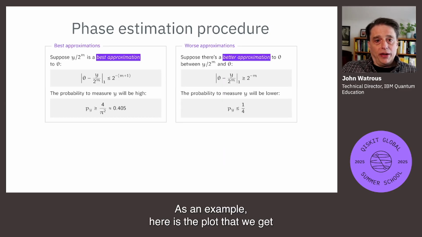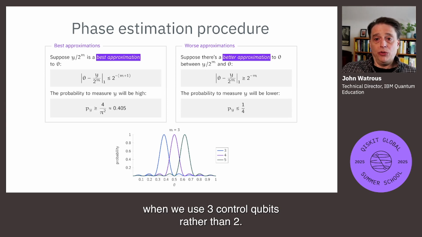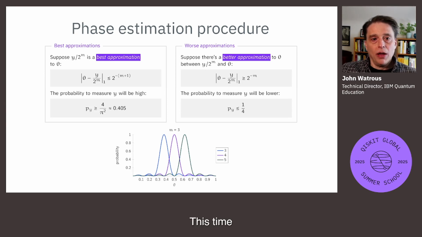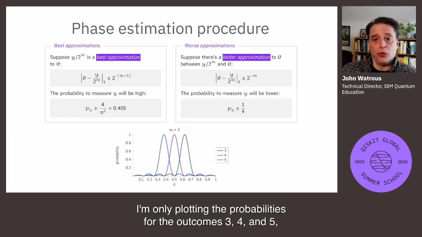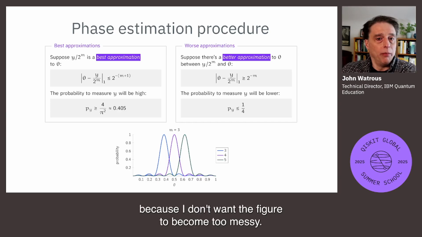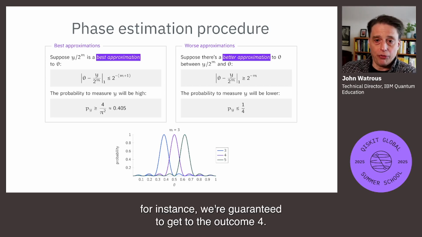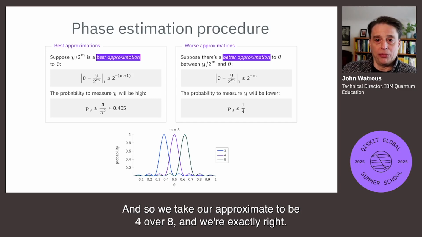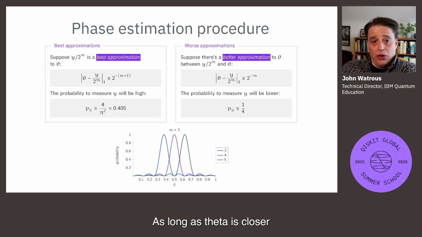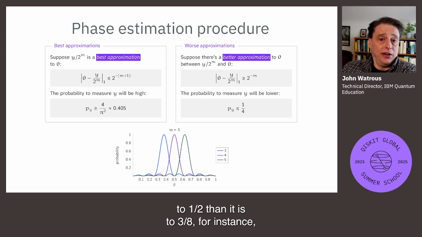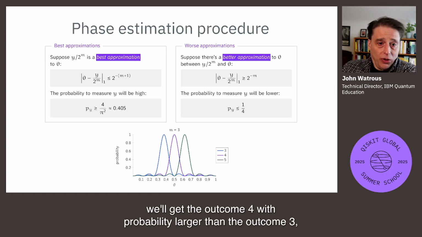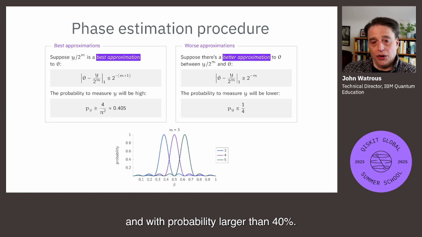As an example, here is the plot that we get when we use 3 control qubits rather than 2. This time I'm only plotting the probabilities for the outcomes 3, 4, and 5, because I don't want the figure to become too messy. And as you can see, when theta equals 1/2, for instance, we're guaranteed to get the outcome 4. And so we take our approximation to be 4 over 8, and we're exactly right. As long as theta is closer to 1/2 than it is to 3/8, for instance, we'll get the outcome 4 with a probability larger than the outcome 3, and with probability larger than 40%.